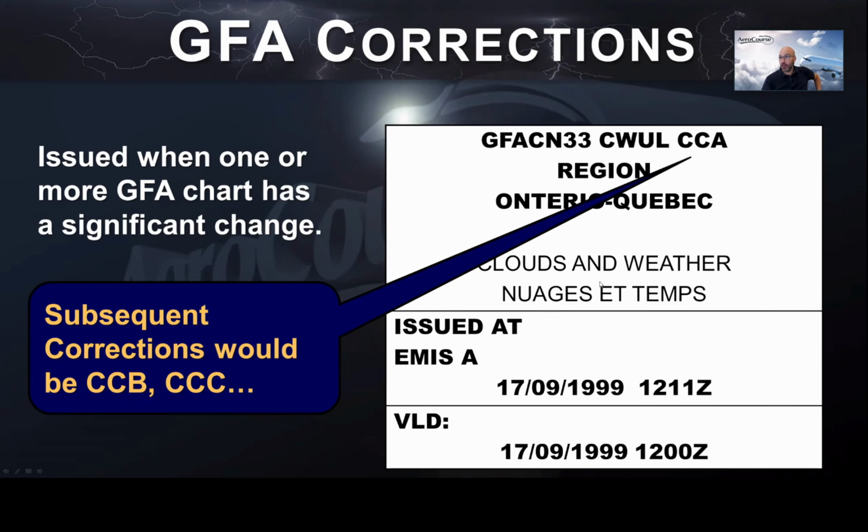If a GFA, regardless of whether it's clouds and weather or icing and turbulence, has a correction, they do a similar thing to METARs. They'll put a CCA or a CCB or a CCC or something like that. So that's how they would illustrate corrections. Now, once a correction has been issued, that means they have to update the issuing time. You can no longer tell whether this is the first, second, or third GFA anymore, because it just doesn't make sense. Could have been issued after it was valid in this case. So you don't know.